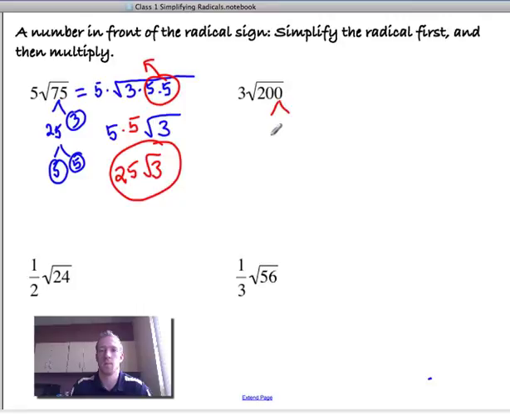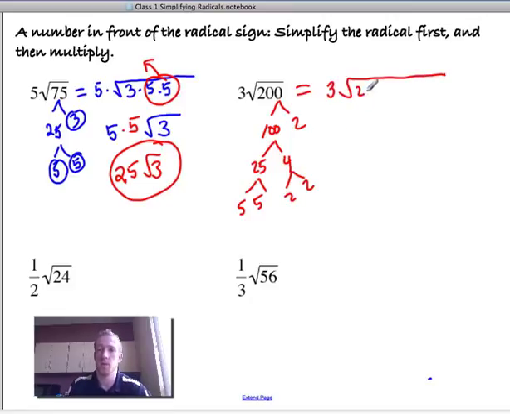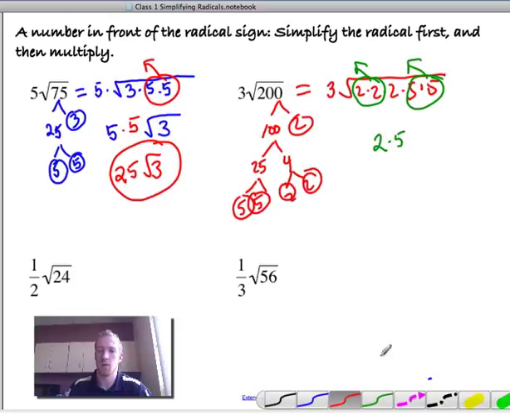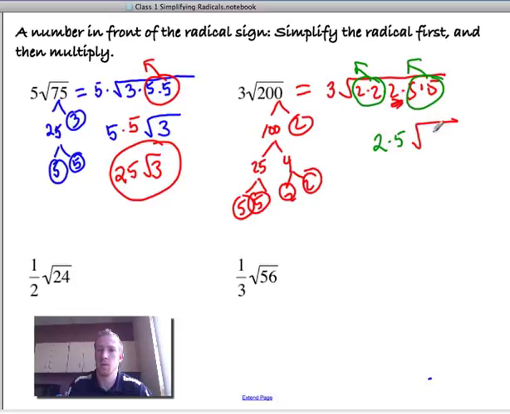So let's try the 200. It's 102. That's 25 and 4. That's 5 and 5, and this is 2 and 2. So this is the same as 3 times the root of 2 times 2 times 2 times 5 times 5, right? 3 2s and 2 5s. So now we're going to circle a pair of 2s, that comes out. Circle a pair of 5s, that comes out. And then we're left with just the root 2 underneath.